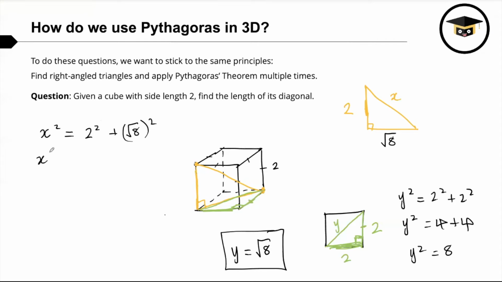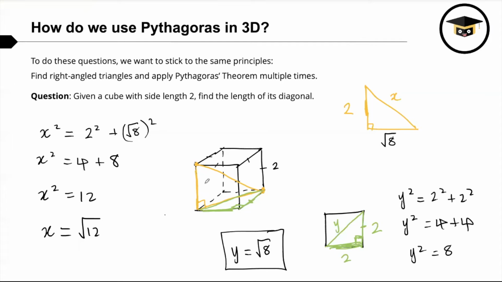Now, we know that x squared is just going to stay like that for now. 2 squared is 4. Whenever we square a square root, it basically just cancels out because they're opposite functions. And so the square root of 8 squared is going to give us 8. So we can say that x squared is going to be equal to 12, and so x is equal to the square root of 12.